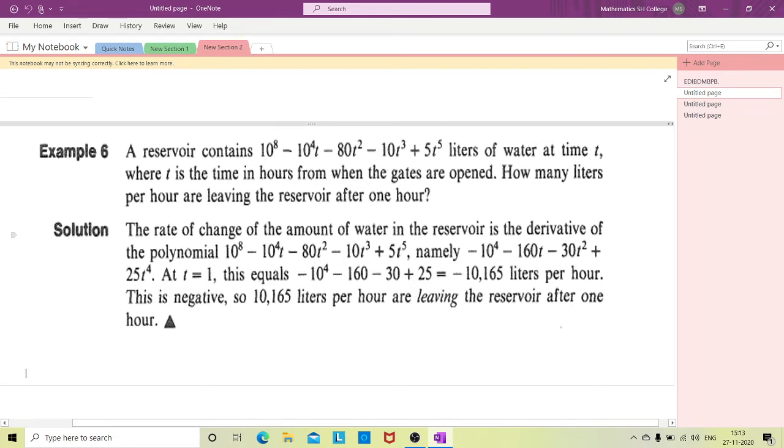Now at time t equal to 1, it is calculated in hours. So you simply put t equal to 1 in the derivative. When you put t equal to 1 and do the simplification, we will get minus 10,165. Since the minus sign is there, it represents rate of decrease, and the quantity by which it is decreasing is its absolute value, so it is 10,165 liters per hour leaving the reservoir after 1 hour. So here we came across a problem in which we have seen a rate of decrease.